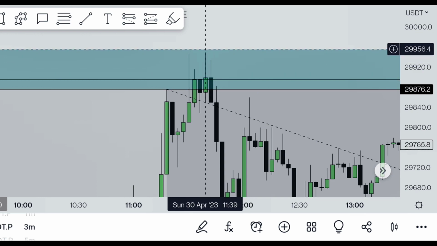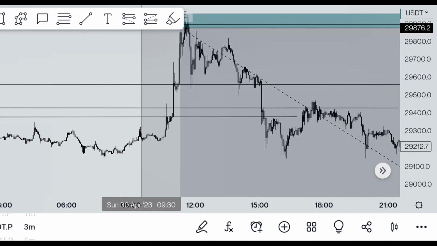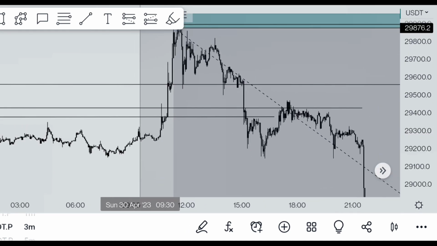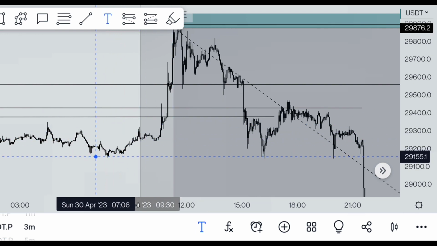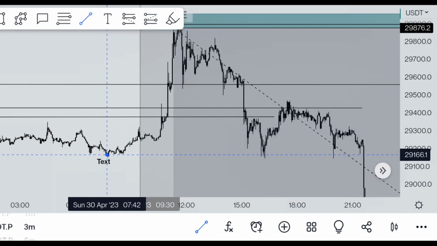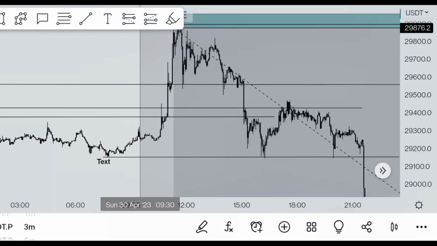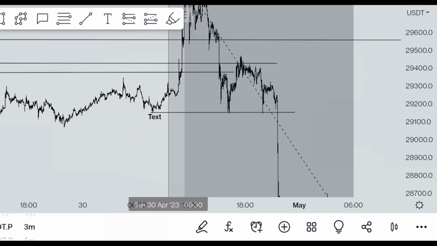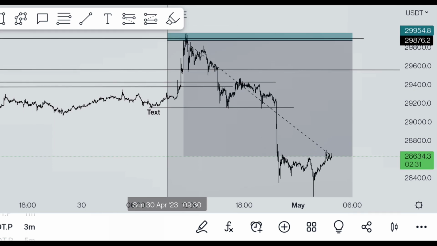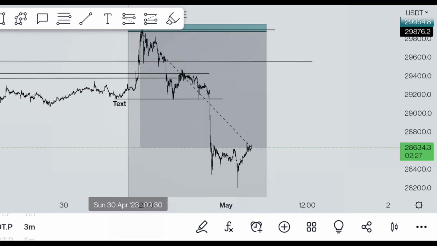I put my stop loss above here, and I waited for this area, the swing low before 9:30. This was the swing low before 9:30. So I closed 70% of my trade here. Why did I close 70%? Because my bias is towards the downside and I knew it's going to go down. So you can see it's still going down.